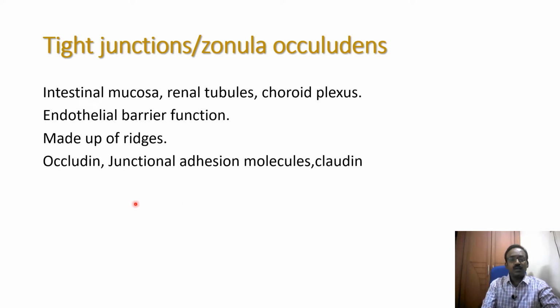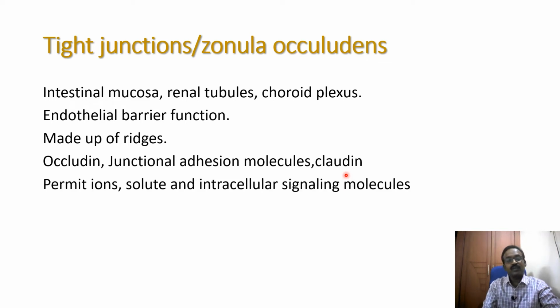The important proteins occludin, junctional adhesion molecules and claudin make the tight junction. It permits the ions, solutes and intracellular signaling molecules to pass from one cell to the other cell.